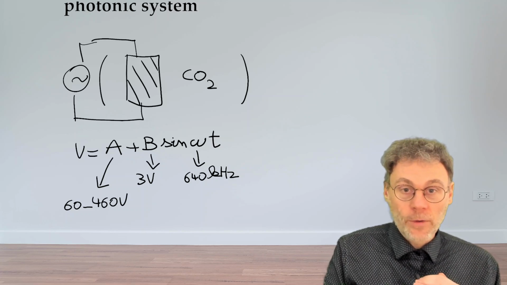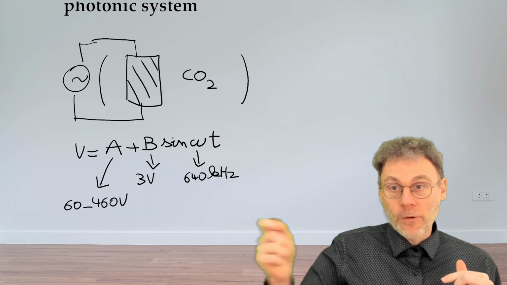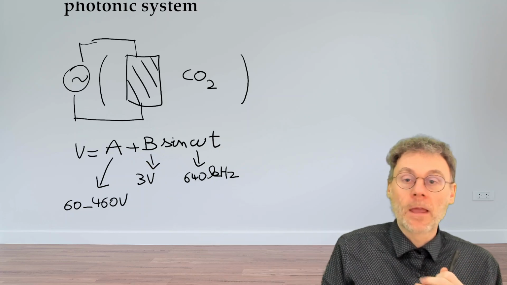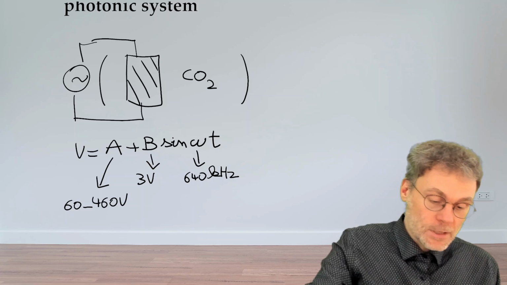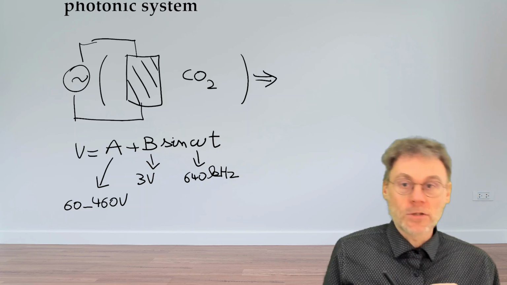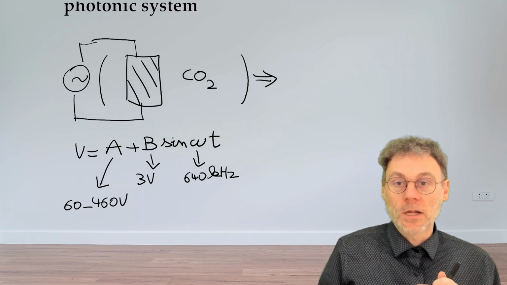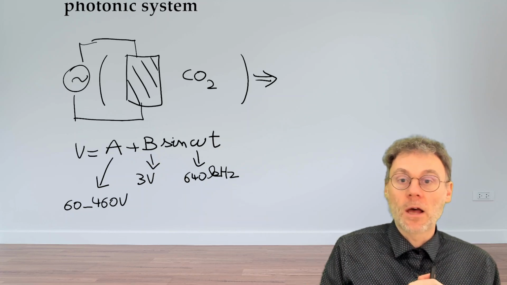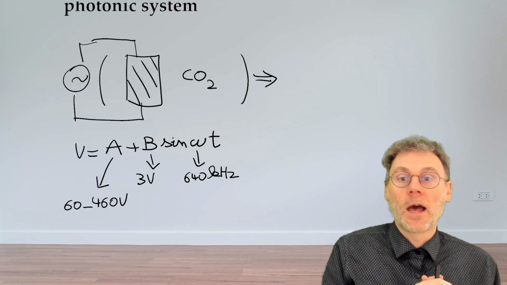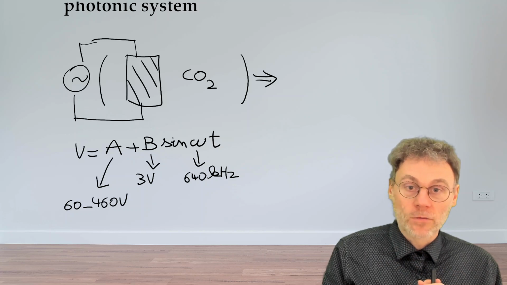And then they did the following experiment. They varied this DC offset A, and what they did is they sampled the output of this laser with the same frequency, 640 kilohertz. So they just measured the output of the laser only once per period, and then they recorded that for different values of A.